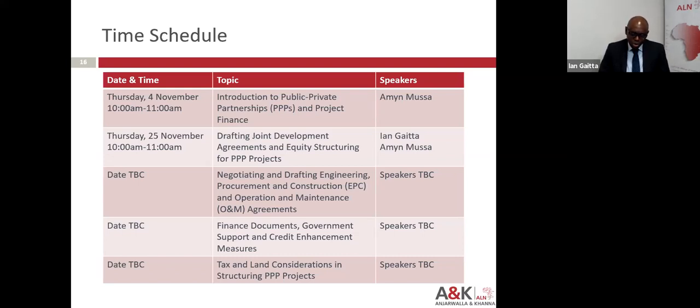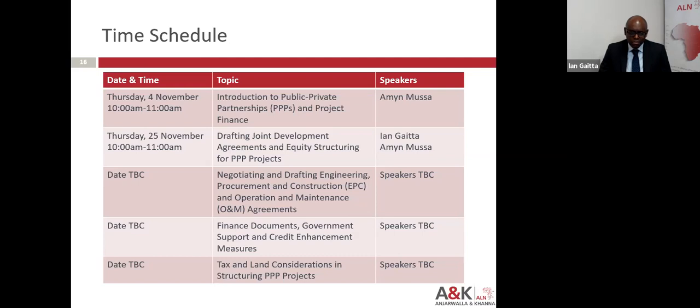Then just to lay out what we expect over the next sessions, given we are soon into the holiday season, we expect that we will be looking at some sessions perhaps early in the new year. And the next sessions we have in mind are, one, to now think about the EPC contracts and the O&M contracts. So our next session will be on negotiating and drafting EPC and O&M agreements.